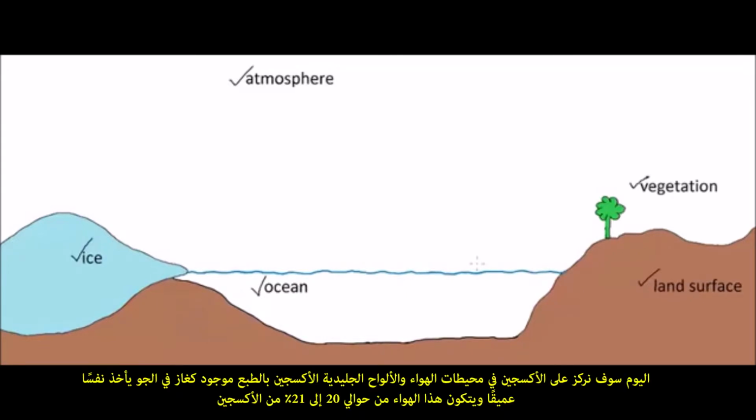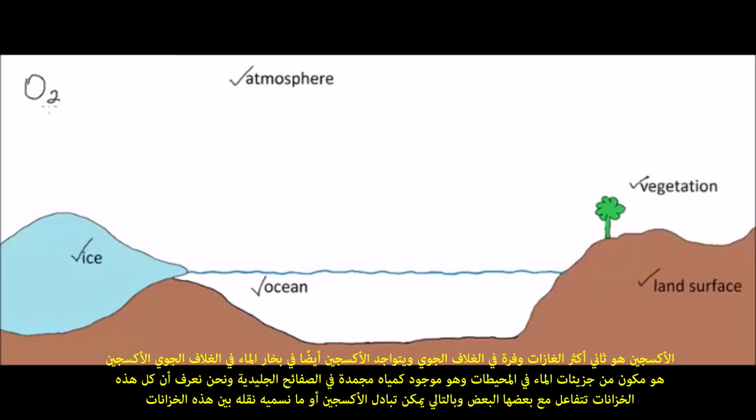Today we are going to focus on oxygen in the air, oceans, and ice sheets. Oxygen, of course, is present as a gas in the atmosphere. Take a deep breath, and that air is comprised of approximately 20 to 21% oxygen. Oxygen is the second most abundant gas in the atmosphere. Oxygen is also present as water vapor in the atmosphere.